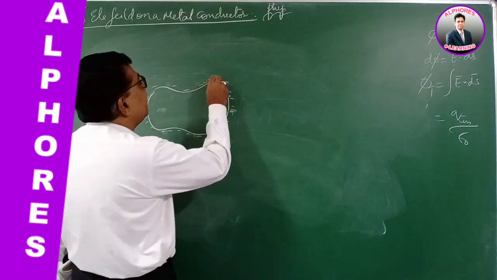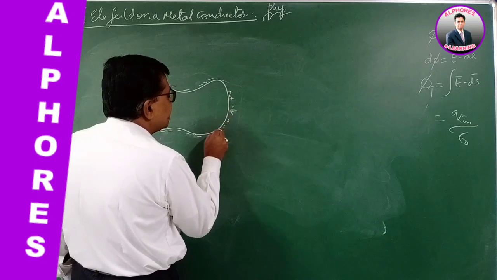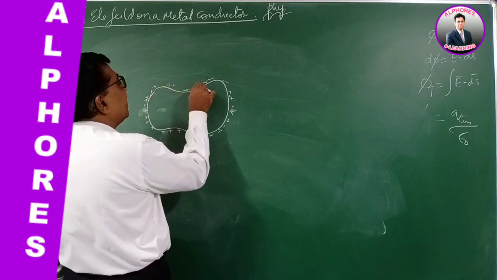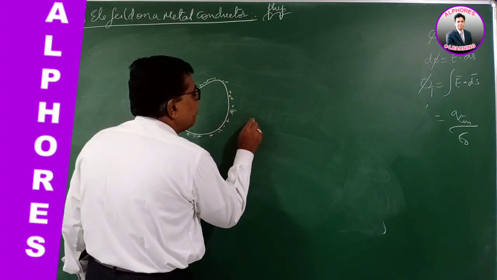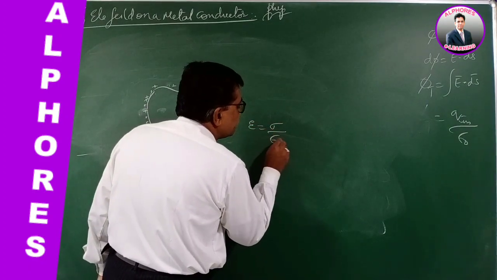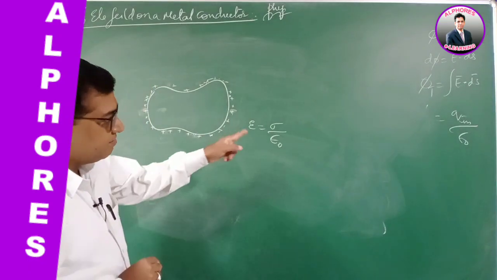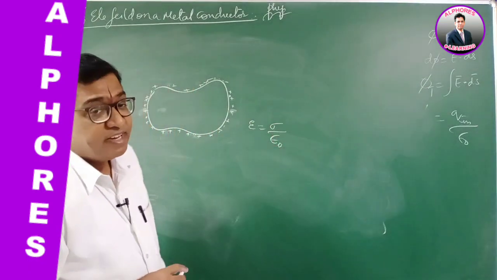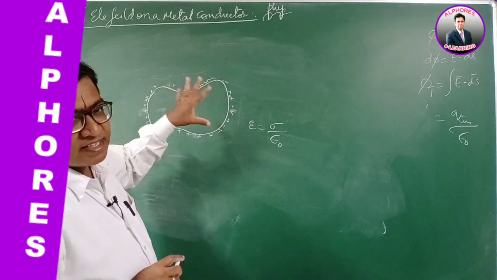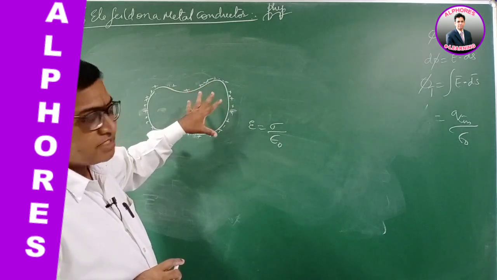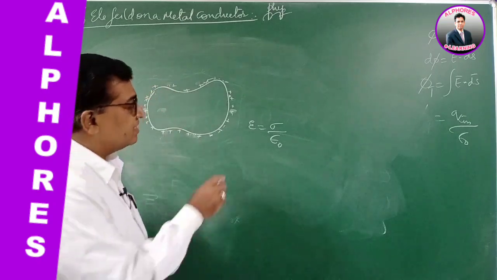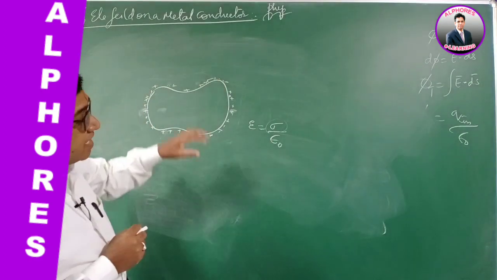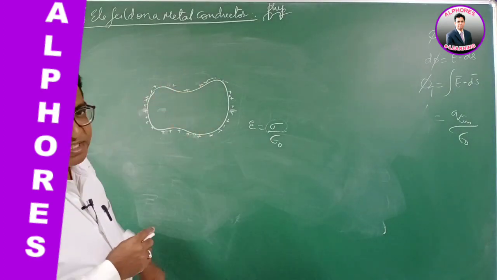Now the electric field at the nearest point on the surface, suppose this is positively charged, will be sigma by epsilon naught. The electric field at the nearest point on the surface is sigma by epsilon naught. It is independent of the shape and size of the conductor, but the condition is that the surface charge density must be very high. It is heavily charged, a strong charge.